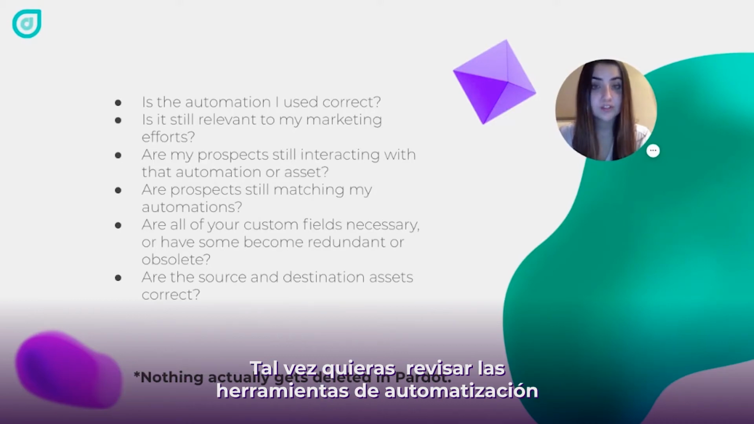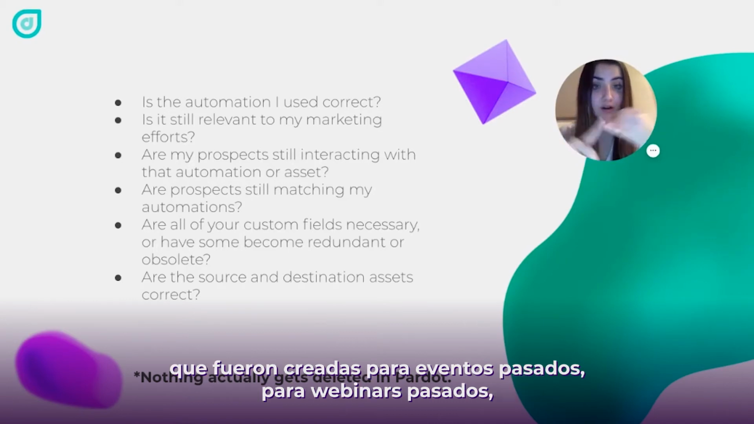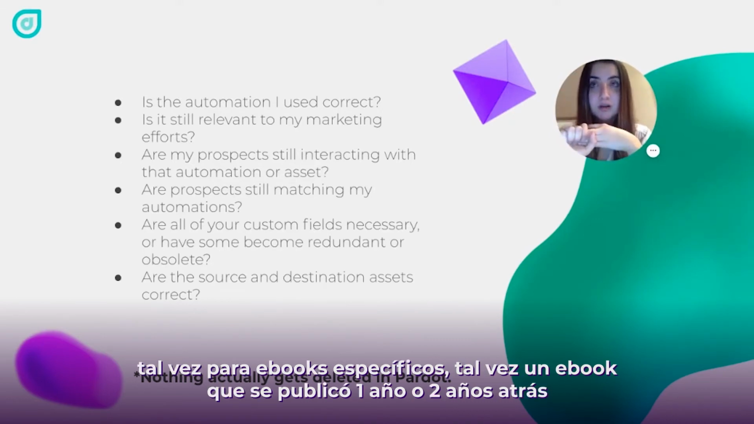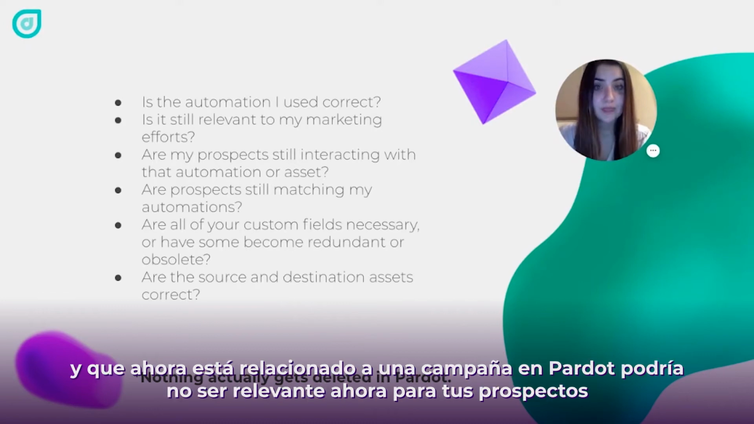So here you might want to check automation rules that were created for past events, for past webinars, maybe for specific ebooks, maybe an ebook that came out a year or 2 years ago, and that is related now to a campaign in Pardot may not be as relevant now to your prospects.